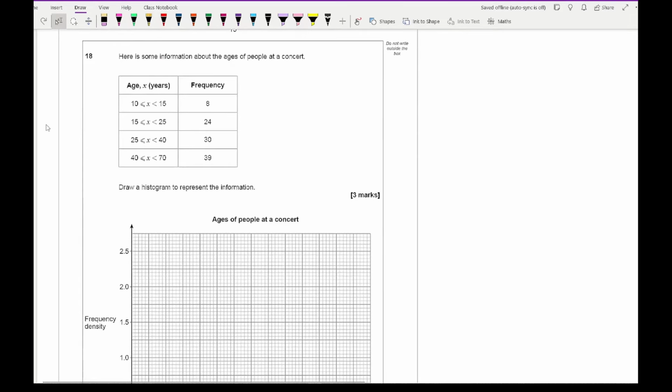And looking at question 18, it says here is some information about the ages of people at a concert, and what we need to do is draw a histogram to represent the information. So for this, what we need is a couple of columns. So we need our class width and we need our frequency density. So our class width is basically our upper bound take away our lower bound. So for the first one, it's going to be 5, then 10, then 15, 30.